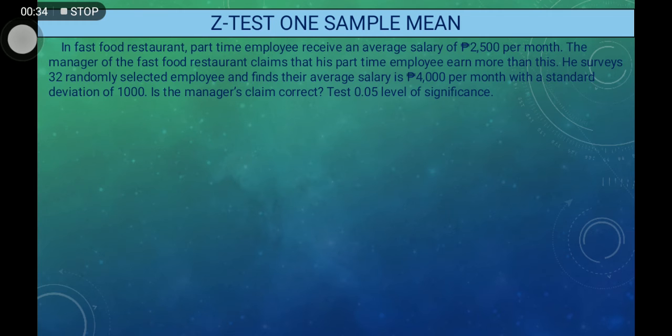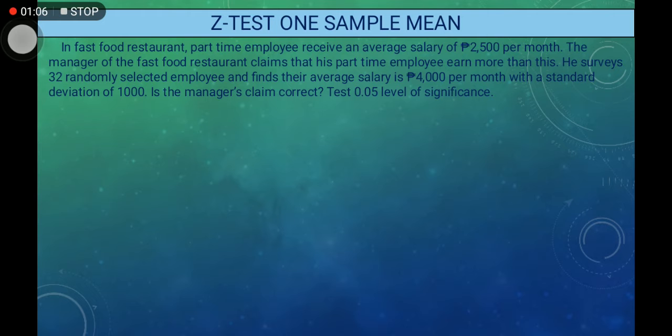Example, in a fast food restaurant, part-time employees receive an average salary of 2,500 per month. The manager of the fast food restaurant claims that his part-time employees earn more than this. He surveys 32 randomly selected employees and finds their average salary is 4,000 per month with a standard deviation of 1,000. Is the manager's claim correct? Test at 0.05 level of significance.